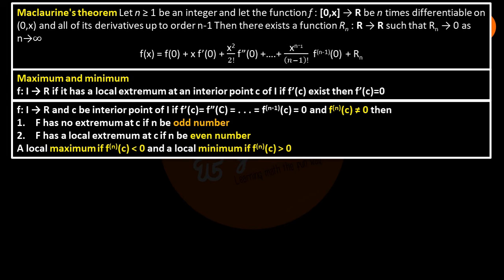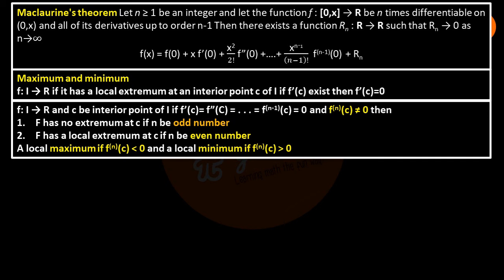Then we find the second derivative of f. If the second derivative is less than 0, then f is maximum. If the second derivative is greater than 0, f is minimum. Most of the problems are solved like this. If the second derivative is also 0, then we use this theorem, called the nth derivative test. We find the second, third, fourth derivatives like that until we get a non-zero derivative.